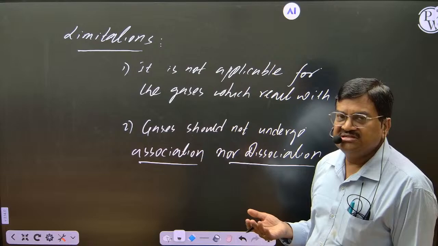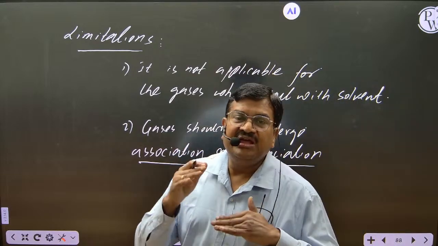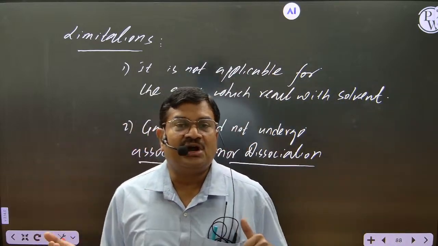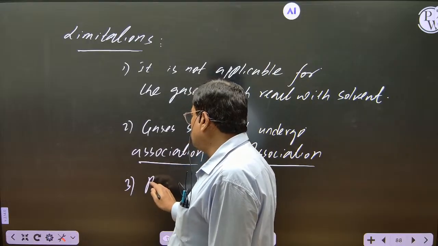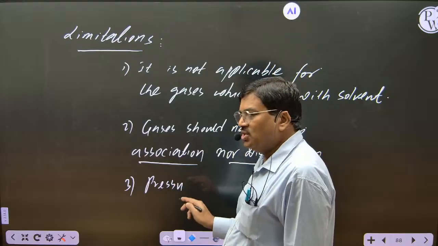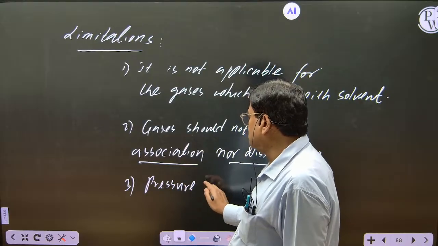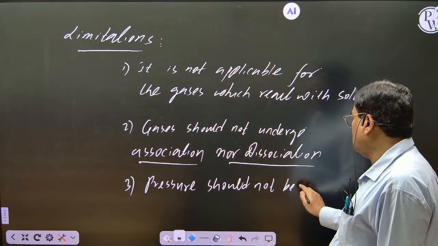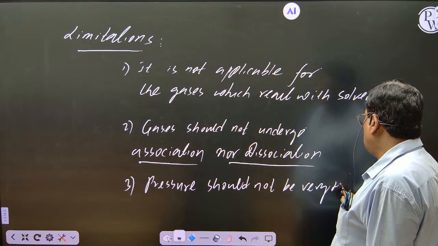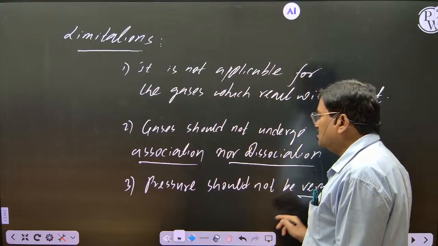And the third condition is that pressure should not be very high and temperature should not be very low. So what is the third condition? Pressure should not be very high. It should be moderate but not very high. And temperature should not be very low.